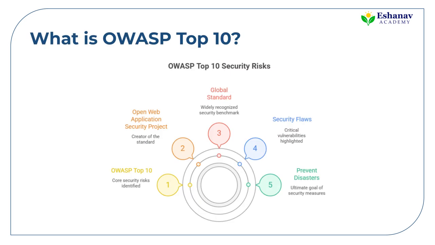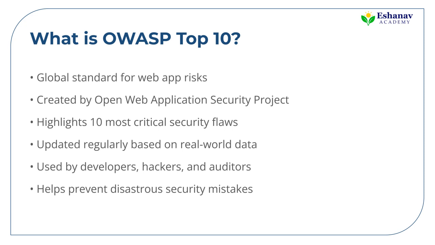OWASP stands for the Open Web Application Security Project, a global non-profit focused on improving software security. Their most famous contribution is the OWASP Top 10, a curated list of the 10 most dangerous and common vulnerabilities found in web apps. Think of it like the most wanted list of web security mistakes, backed by real-world breach data, expert consensus, and global collaboration.